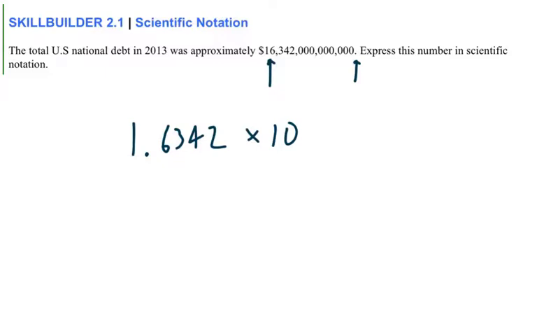Now, how many spaces did it take to get there? We're going again to the left. So we're going to go 1, 2, 3, 4, 5, 6, 7, 8, 9, 10, 11, 12, 13 spaces. Again, we moved it to the left, so the exponent will be a positive 13. Okay, so it'll be 1.6342 times 10 to the 13.